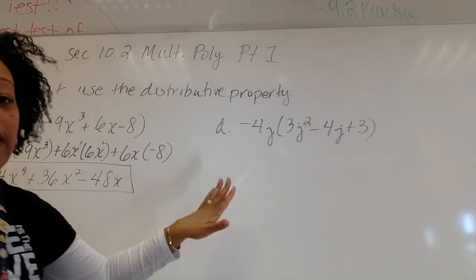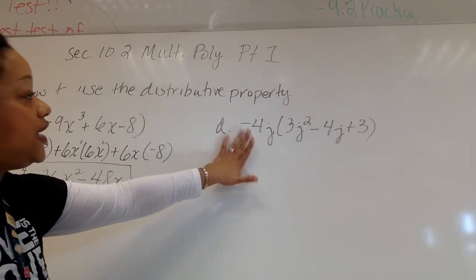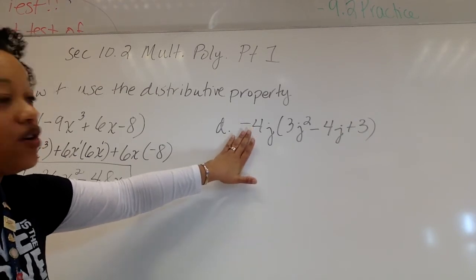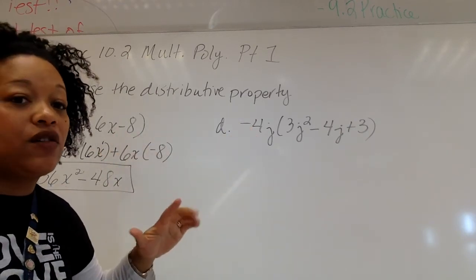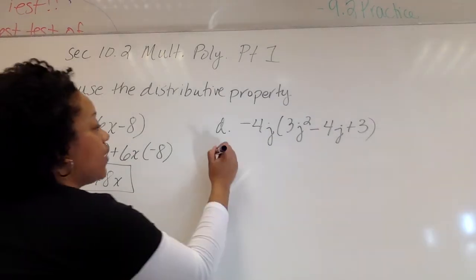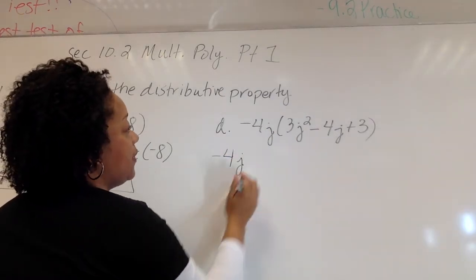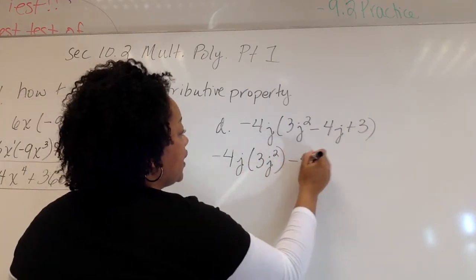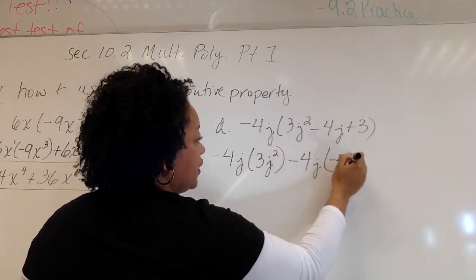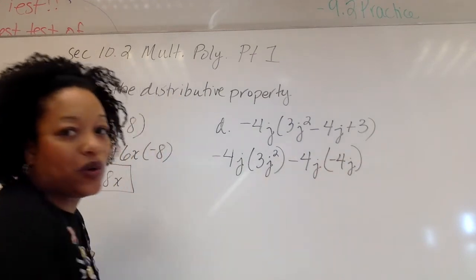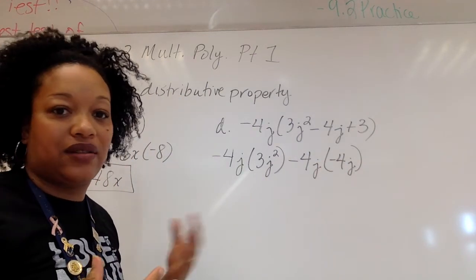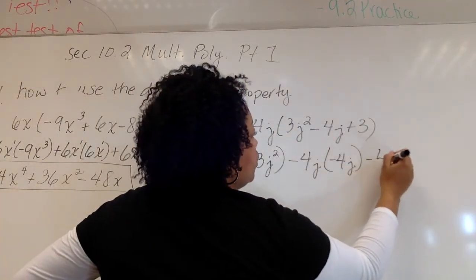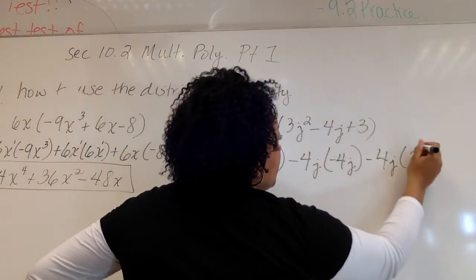All right, here's letter D. The only difference with letter D is that now your distribution monomial has a negative. No big deal, but watch your signs. So I've got negative 4j times 3j squared. And then I've got negative 4j times negative 4j. That's just a coincidence. I don't know what's up with the same term. And then I've got one more distribution, negative 4j times positive 3.